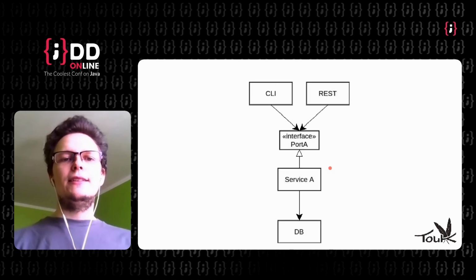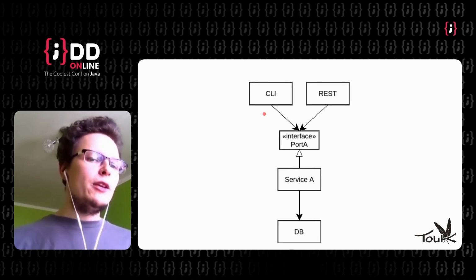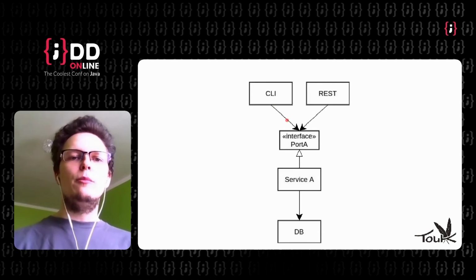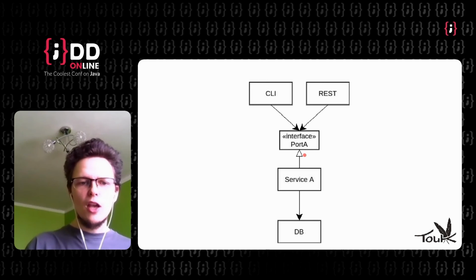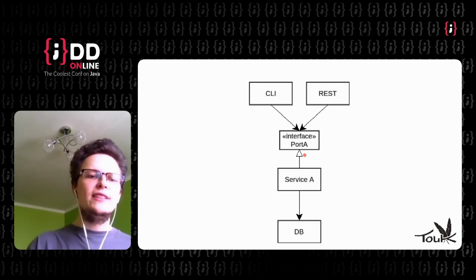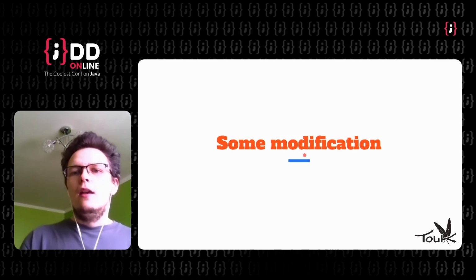Then we could make our service implement our created boundary, the created port. And then we could move our command line component to use our interface on our domain, not to call service A directly.